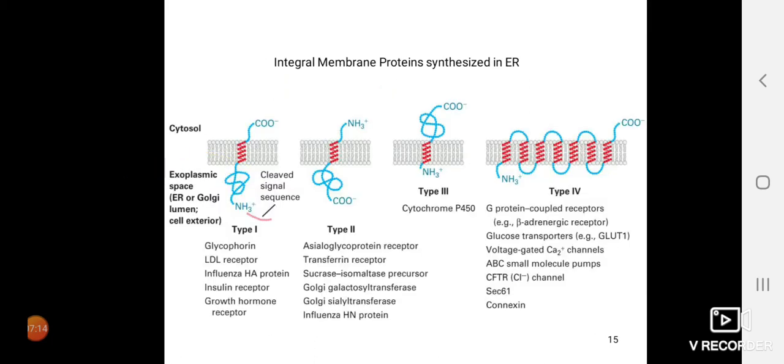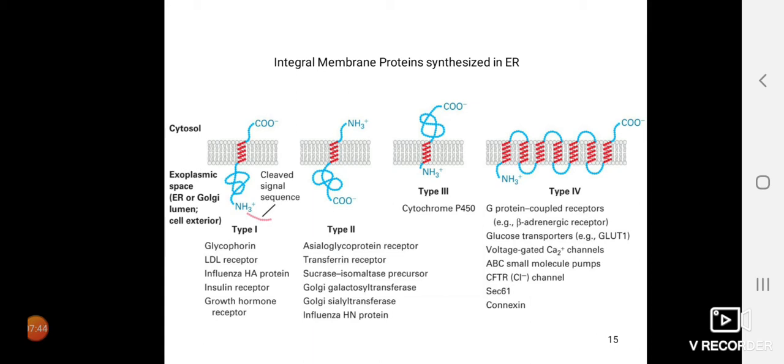So now we have studied how exactly proteins of two origins are synthesized: one, the protein of secretory type, and the other, the protein which is going to function within the cytoplasm, which is actually synthesized within the cytoplasm.